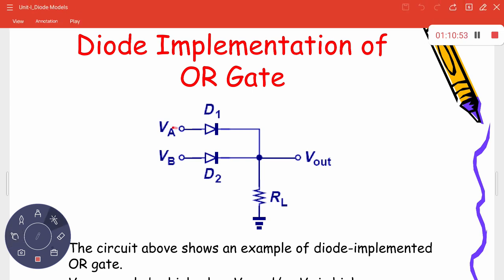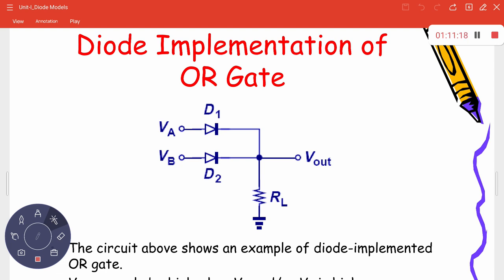Externally I am applying some voltage source over there, so as to make the circuit complete. Suppose this voltage is 0.5 volt, allowing some current to flow through the diode. Suppose this diode is on, the current will flow through the diode. Obviously you must provide some path for the current to flow to ground, and you measure the voltage over there.